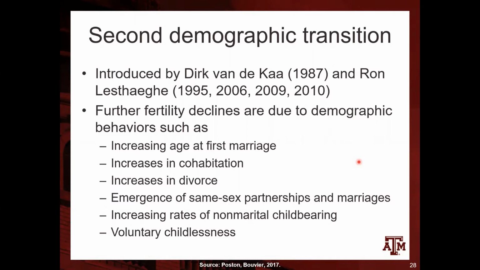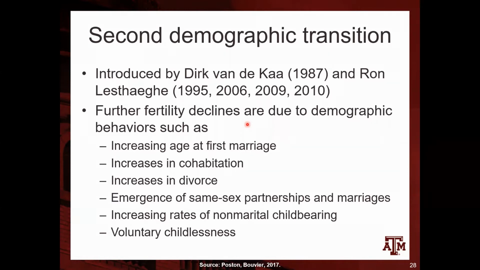So Dirk van de Kaa and Ron Lesthaeghe have been investigating, and following them, several other demographers have been showing that the fertility declines are usually due to several different demographic behaviors that people experience in their lives. And again, that's related to the previous chapter that we saw here, where we are talking about contemporary changes in demographic indicators in the US. A lot of those points that we discussed are the ones listed here on this slide.